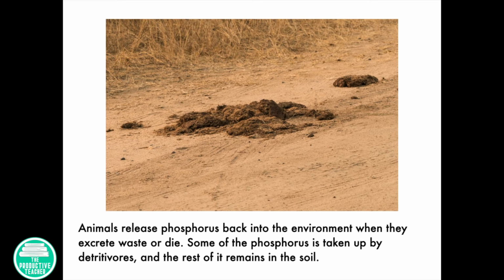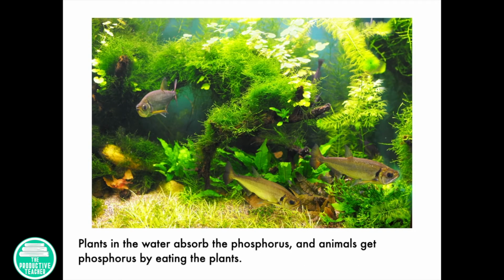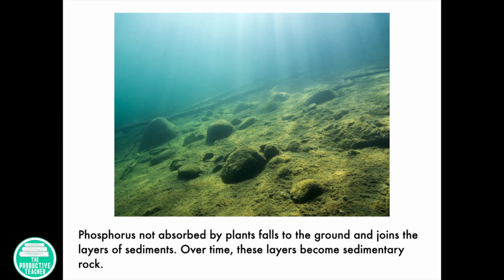Some of the phosphorus is taken up by detritivores, and the rest of it remains in the soil. Surface runoff carries phosphorus from the soil to the water. Plants in the water absorb phosphorus, and animals get phosphorus by eating the plants. Phosphorus not absorbed by plants falls to the ground and joins the layers of sediments. Over time, these layers become sedimentary rock.